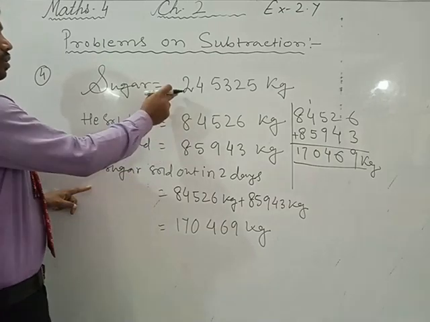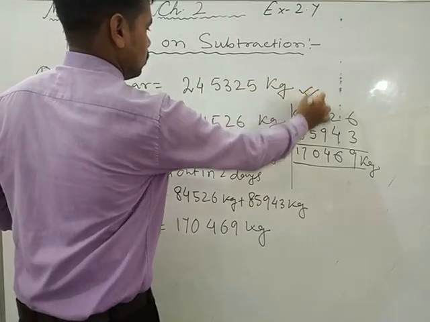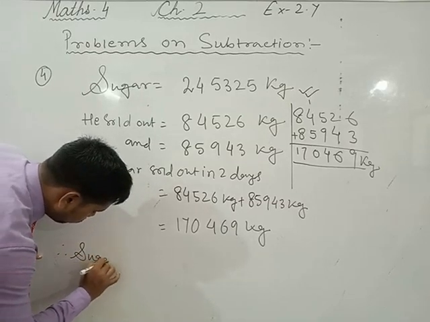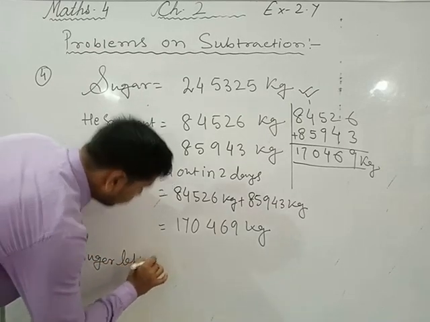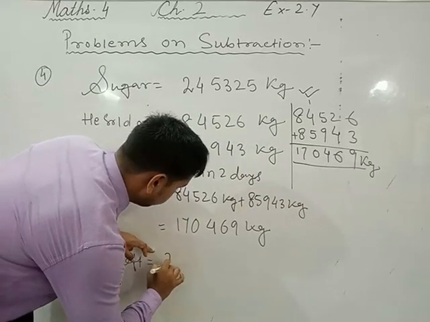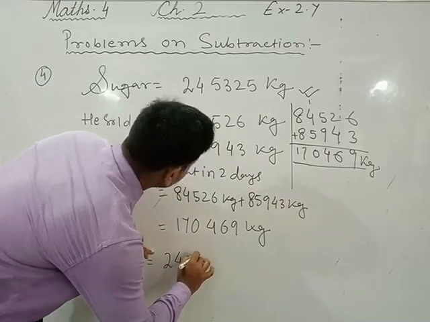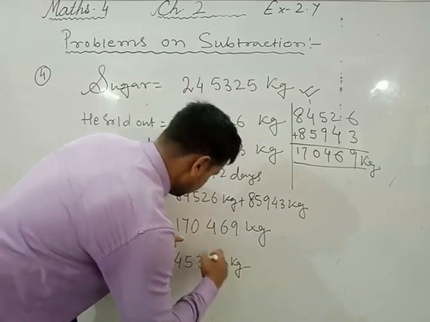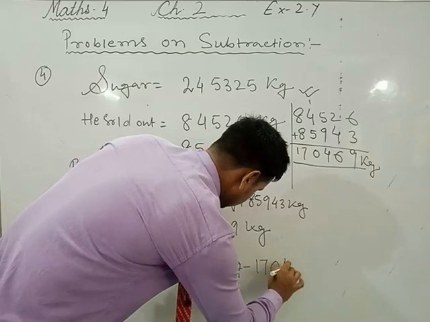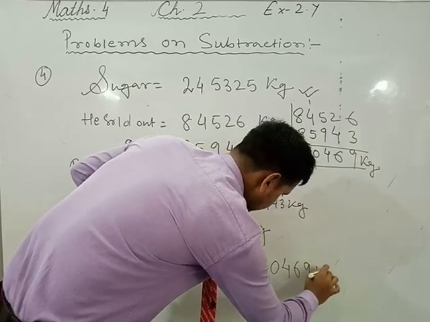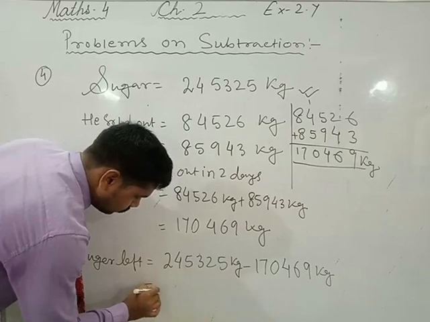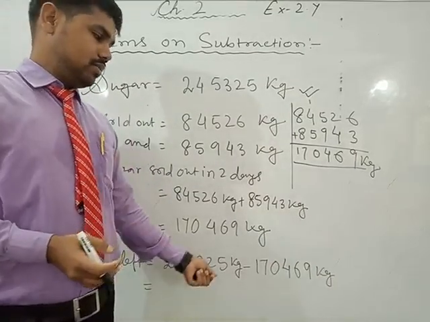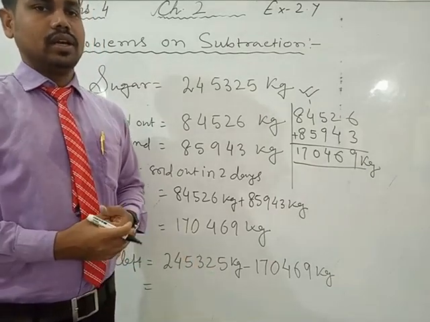Okay. Now total sugar in the stock is this much. Okay. So sugar left, therefore, sugar left is equal to the total number 24532 kilogram minus the sold out, so 170,469 kilogram. So check the subtractions. I hope you can do the subtraction by yourself. Subtract this many kilograms, that will be the required answer.